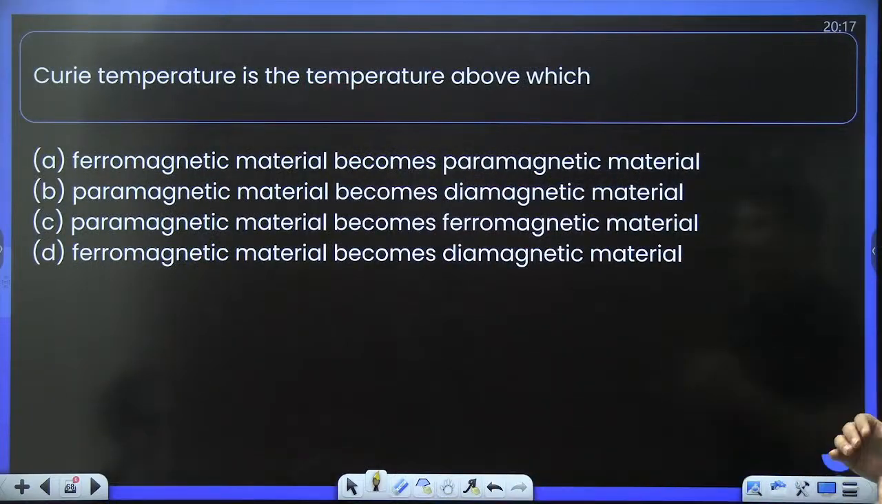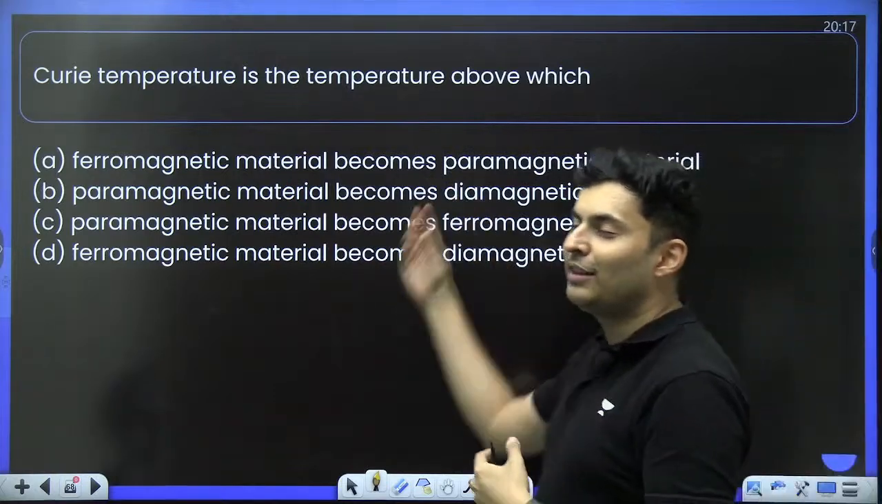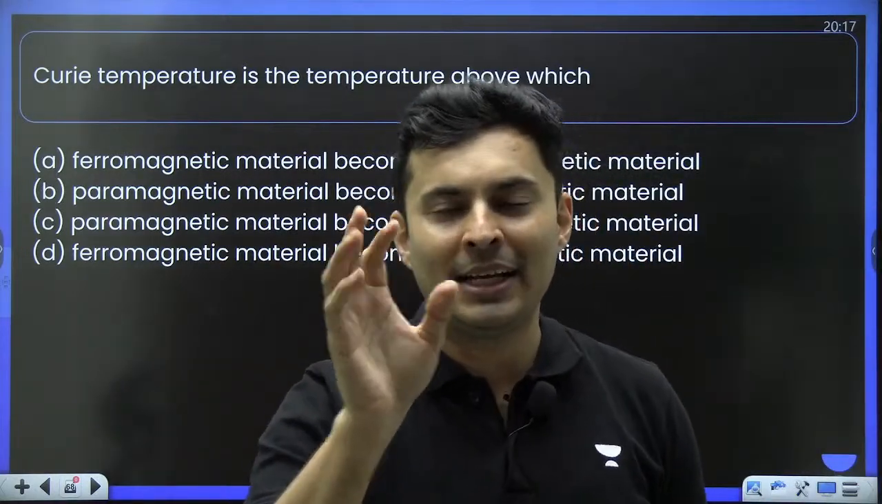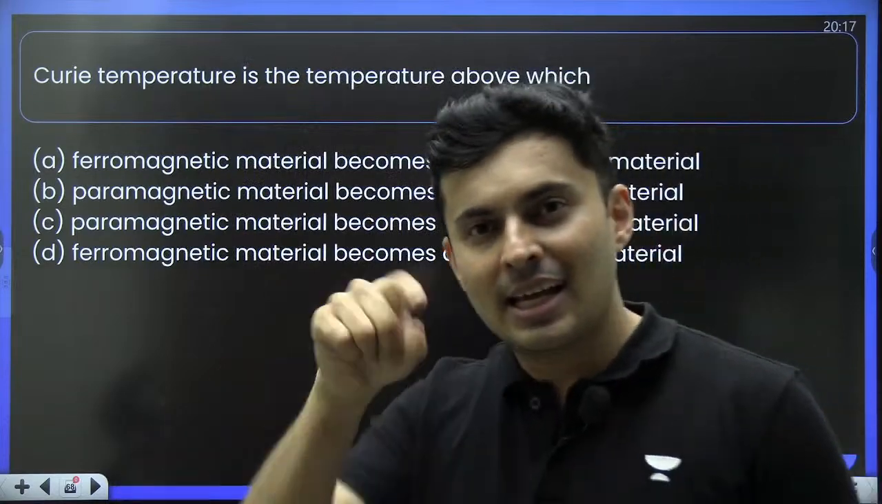Curie temperature is the temperature above which ferro becomes para, para becomes dia, para becomes ferro, ferro becomes dia. Very confusing if you read the statement. Don't look at the statement. Think in your mind what it should be and then match the answer.